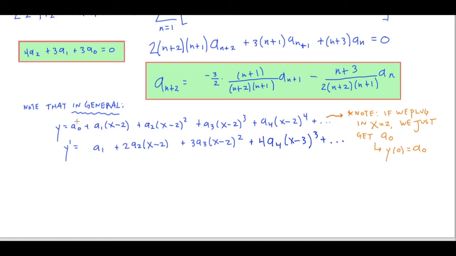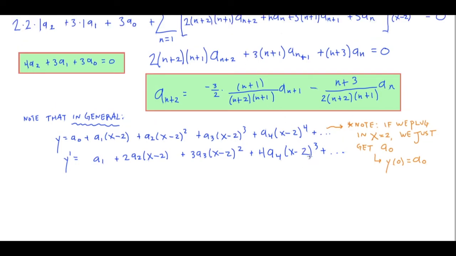If I differentiate a sub 0, that is just a constant, so that goes to 0. If I differentiate this linear term, the derivative will simply be a sub 1. If I differentiate this quadratic term, I'll bring the power down, then I'll have x minus 2 to the first power, etc. And once again, if I plug 2 into this derivative expression, then every single term will go to 0 except for what's now my constant.